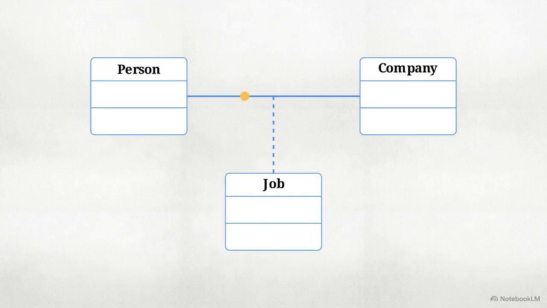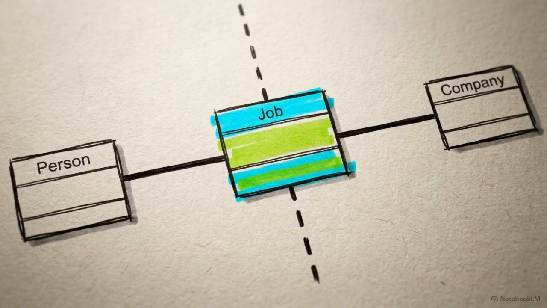Every time a person is linked to a company, a new unique job object is born to securely hold that specific salary. Recognizing when an invisible relationship requires physical memory space prevents data corruption.